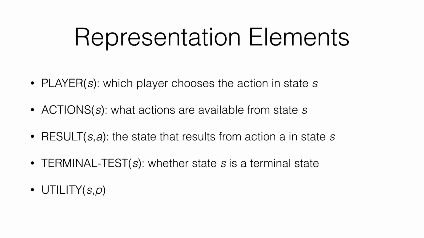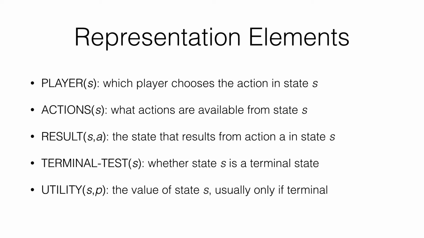And so the terminal test is just going to be a Boolean function that tells you whether this state is a terminal state. Is this a state where it's time to score the game result, and then essentially either start over or just end the game? The game's over. And then finally, we have a utility function that takes in a state and a player and tells you the value of the state for the player P.